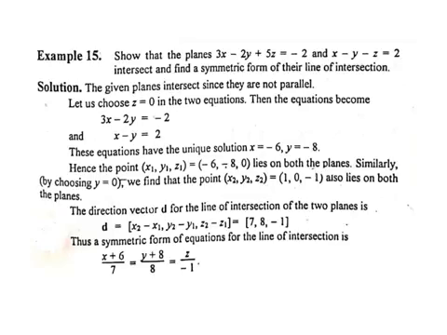Thus, a symmetric form of equation for the line of intersection is given by x plus 6 over 7 equals y plus 8 over 8 equals z over minus 1. The general form and the symmetric form of equations we have already discussed in the previous lectures.